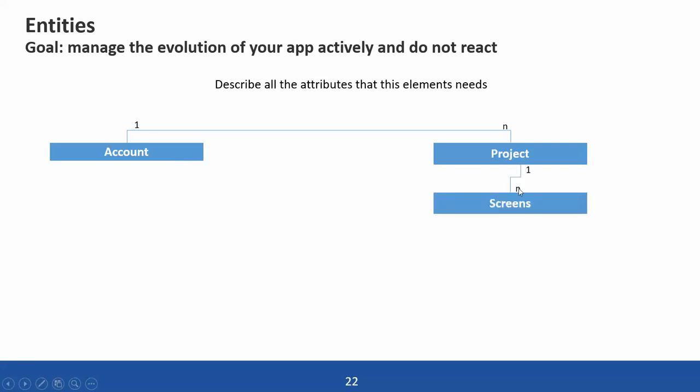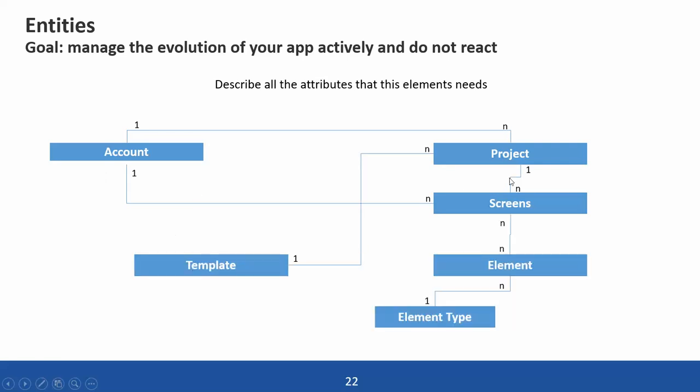So you have all screens like this. You have account to screens. You have templates, and now I can define everything. And here is a really good example about elements. So you can say one screen has multiple elements. Logically, I can have a wireframe screen. A screen has a wireframe for a menu and so on.